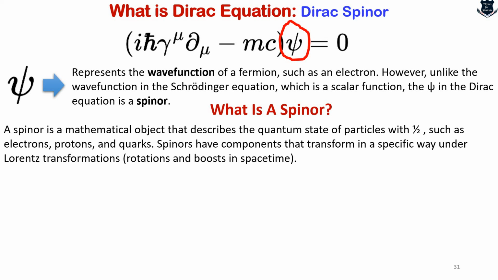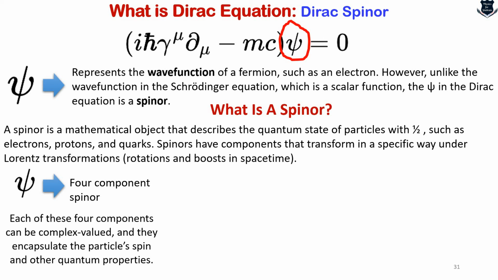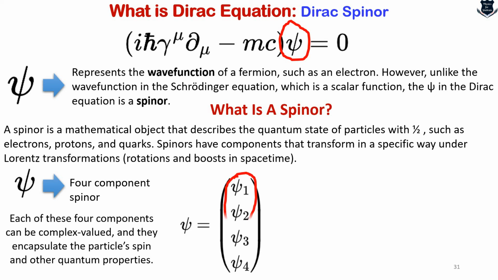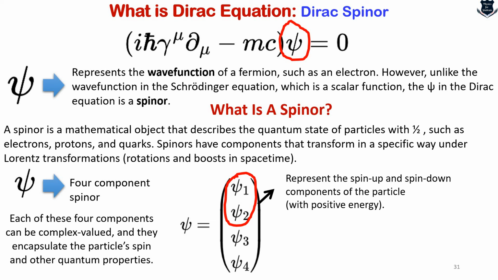Remember, earlier to that we have already defined particles which have an integer spin, 0, 1 and so on. But the basic idea of the Dirac equation is to include the spin-half particle. And spin-half particles are actually quite different. I will explain it later in some video. So remember, spinors are not Lorentz invariant, neither are they covariant. It is totally different. Spinors have components that transform in a specific way under Lorentz transformation. And this psi is a four-component spinor, and each of them is complex valued, and I will show you how it looks. It looks like this. So the first two components, psi 1 and psi 2, represent spin up and spin down of the electron, and it has a positive energy.